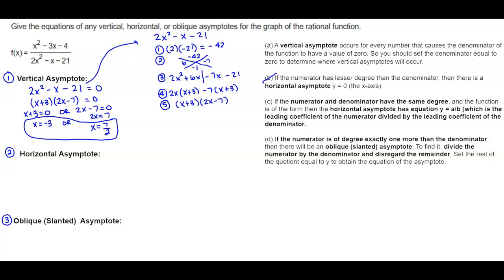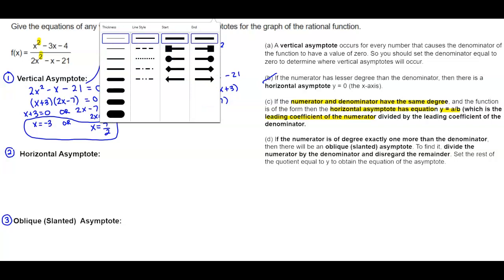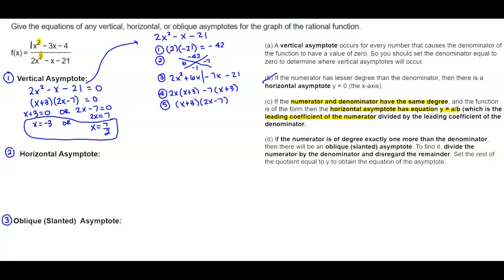All right, so we see that if the numerator and denominator have the same degree, they do have the same degree. And now it says the horizontal asymptote is going to be y equals a over b, which is the leading coefficient of the numerator. Well, what is the leading coefficient of the numerator? Well, the leading coefficient of the numerator is a 1.